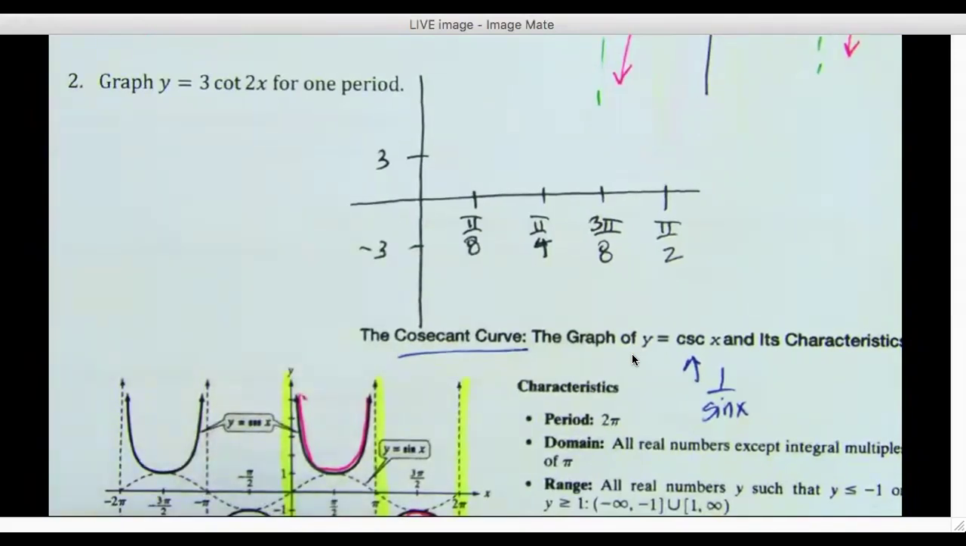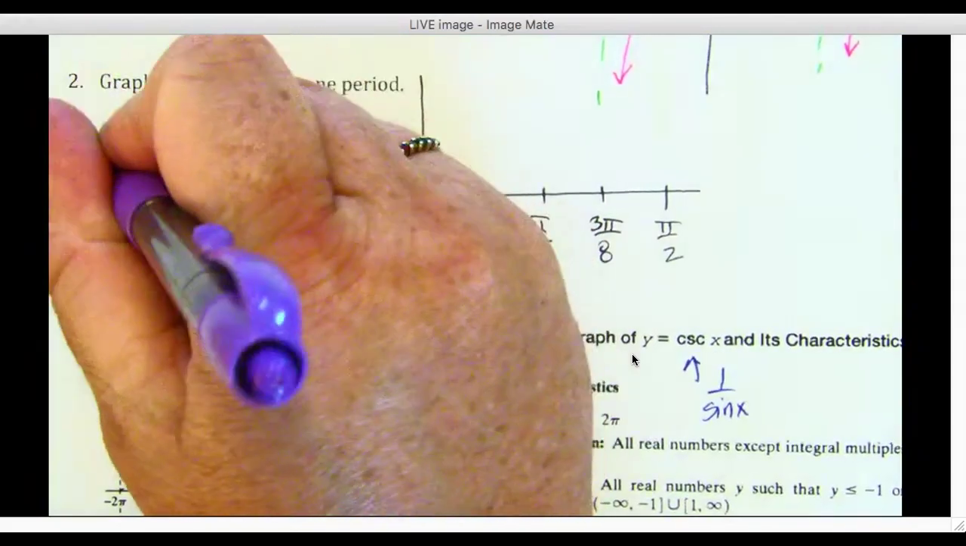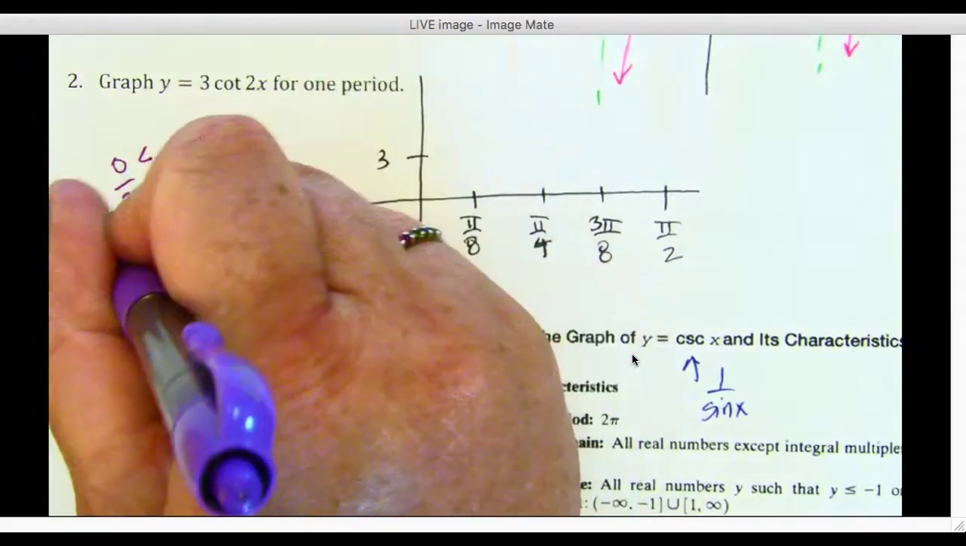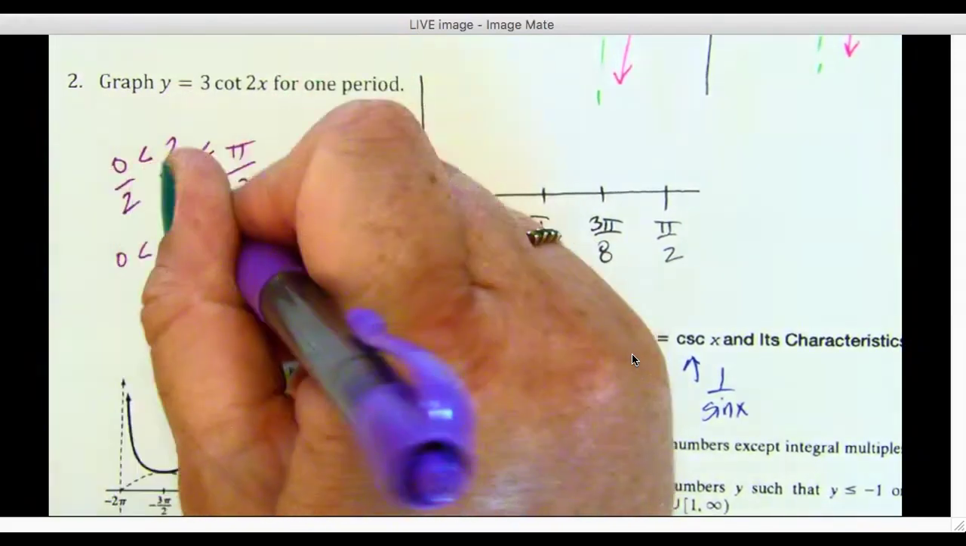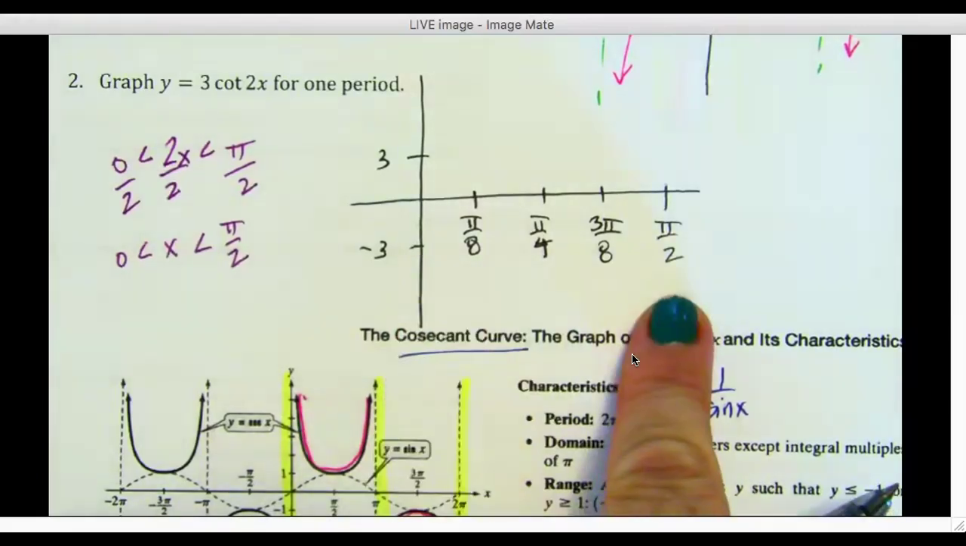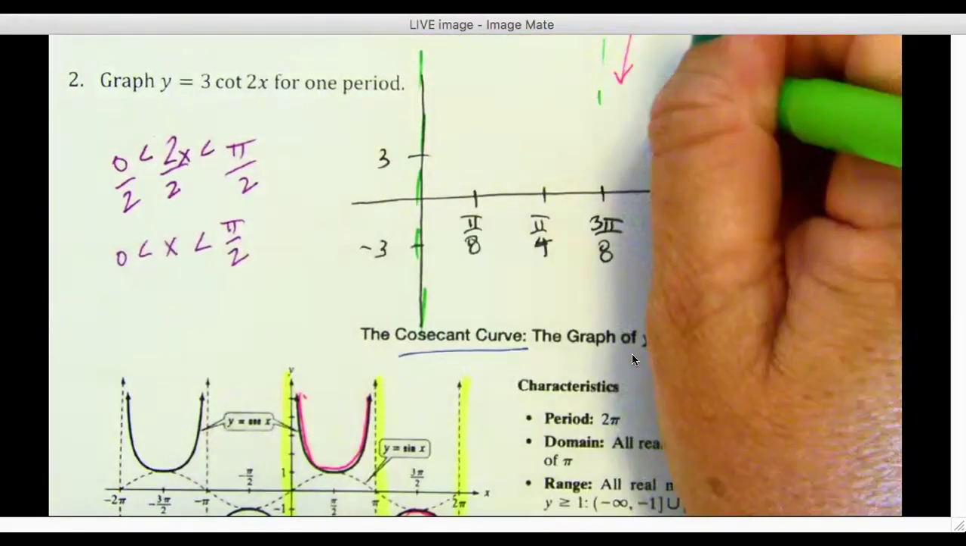All right, the next one we have 3 cotangent 2x. So that 2x is going to go between 0 and pi, and we're going to divide by 2, and we get 0, x, and pi over 2. So from 0 to pi over 2 is going to be one period of cotangent, and that means I have asymptotes at 0 and at pi over 2.